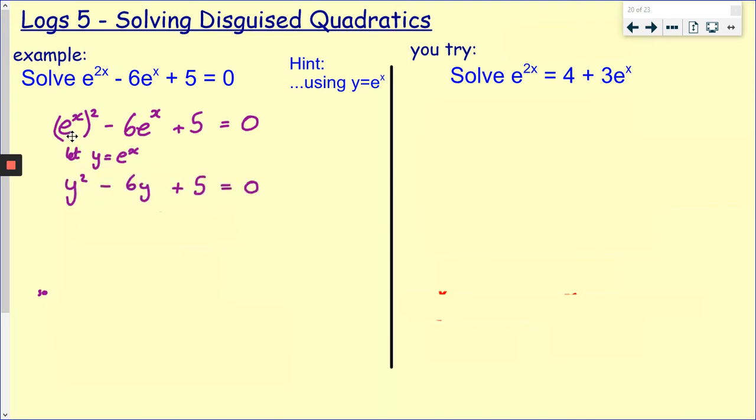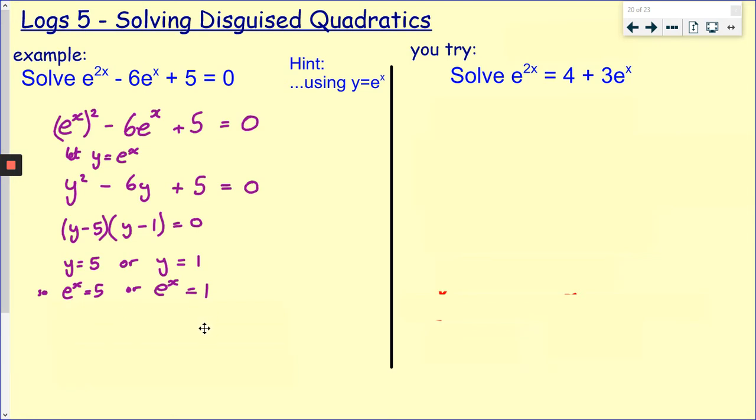And here we're going to get y squared. Here we're going to get 6y. And here 5 and the 0 don't change. We now have to solve this quadratic. You can do that. This one's easily factorizable, but they won't always be. We're going to get two values for y. But because y is e to the x, we can therefore conclude that e to the x is equal to 5 or e to the x is equal to 1.